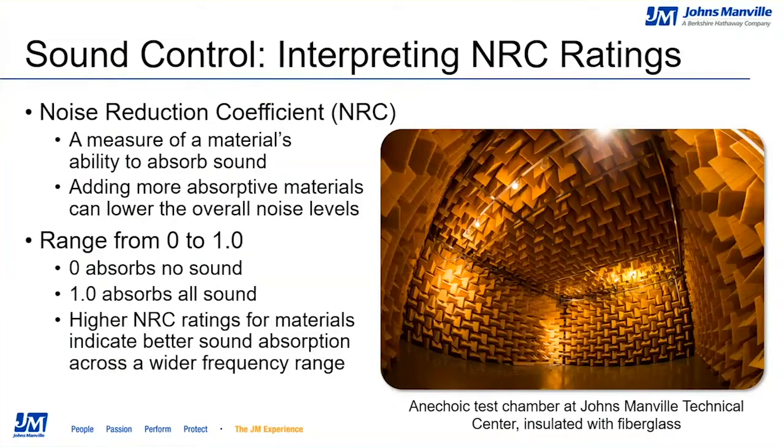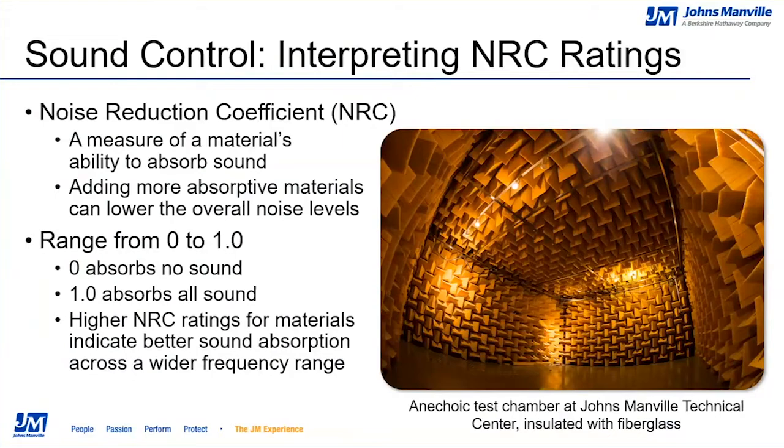STC ratings refer to how well a building partition prevents sound from traveling between rooms. It measures the reduction in noise between two rooms in decibels. One of the most important distinctions of an STC rating is that it measures the acoustical performance of the entire wall or floor system, the studs, the drywall, and the insulation as a whole, not just its individual components. In contrast, a noise reduction coefficient rating relates specifically to a single material's ability to absorb sound in a space.